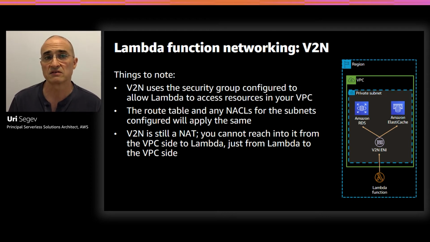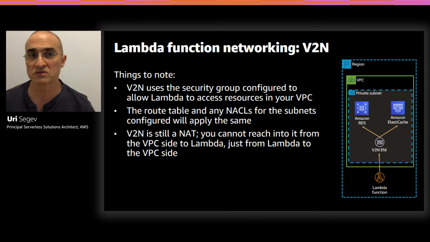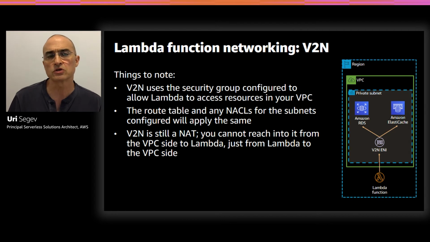V2N is still a NAT. It's still a network address translator. So that means that you cannot have incoming traffic. You can only initiate traffic from the Lambda function, but you cannot have incoming traffic to the Lambda function. Again, of course, you can have the return traffic, not new initiated traffic.